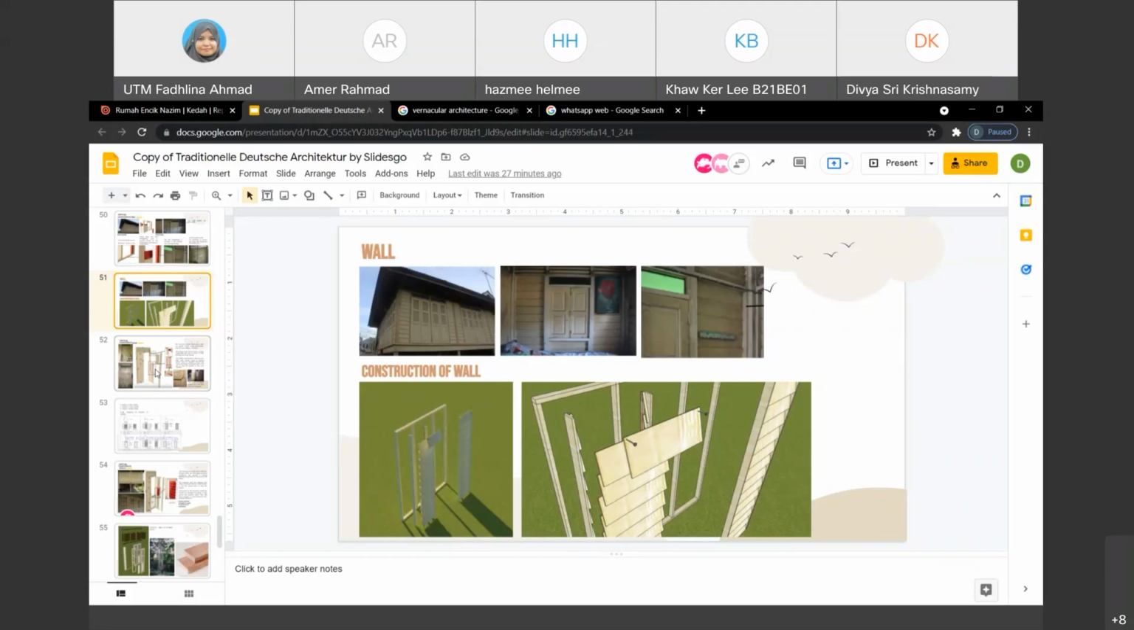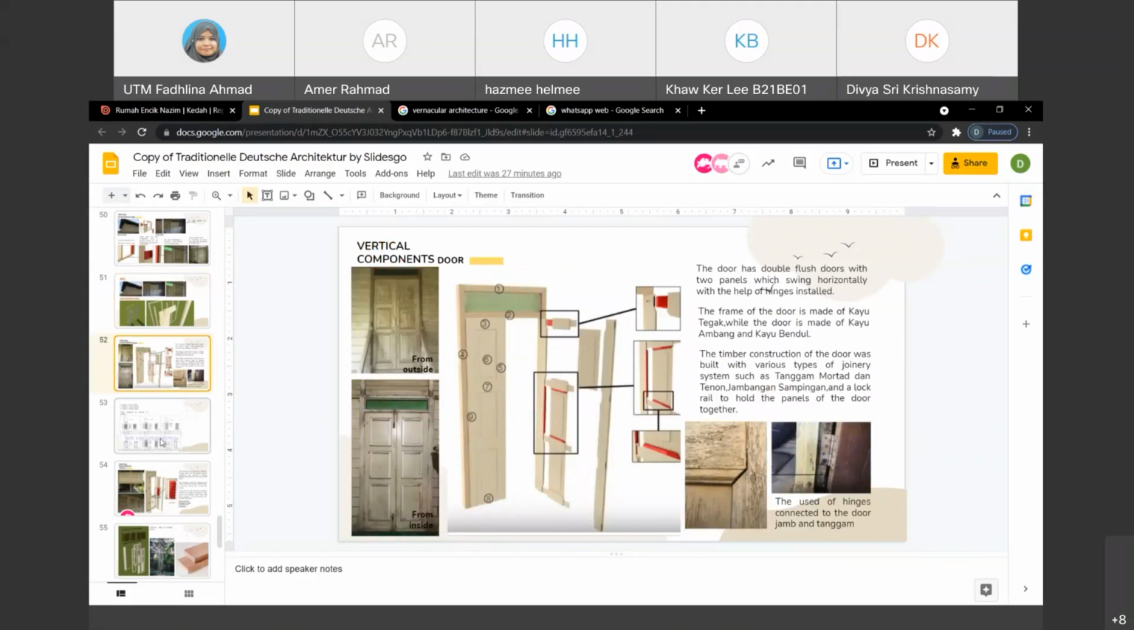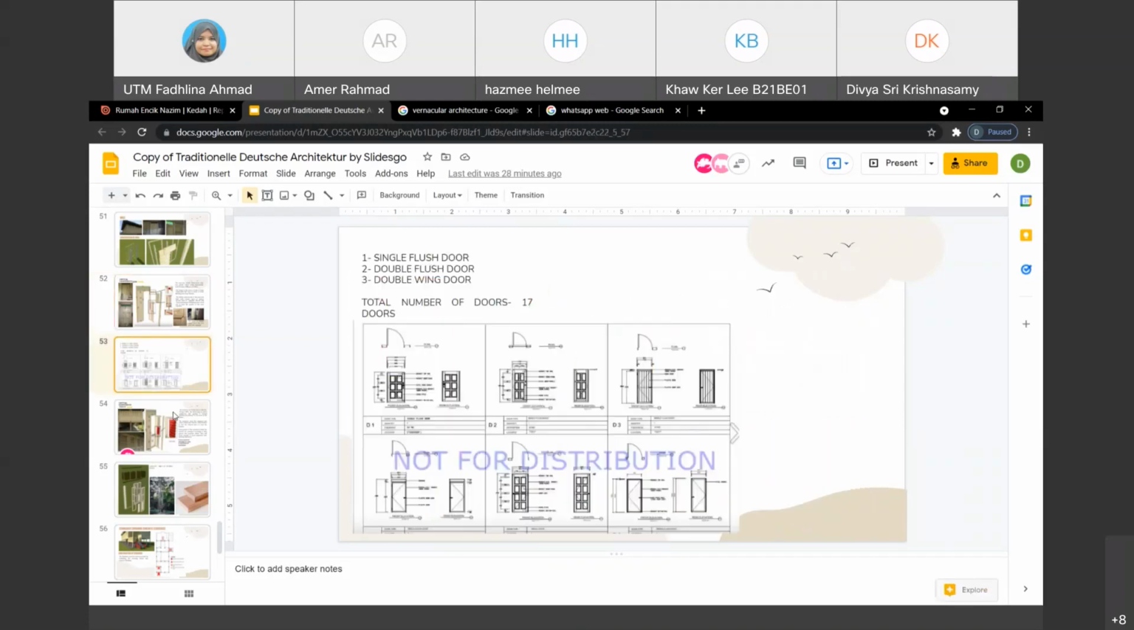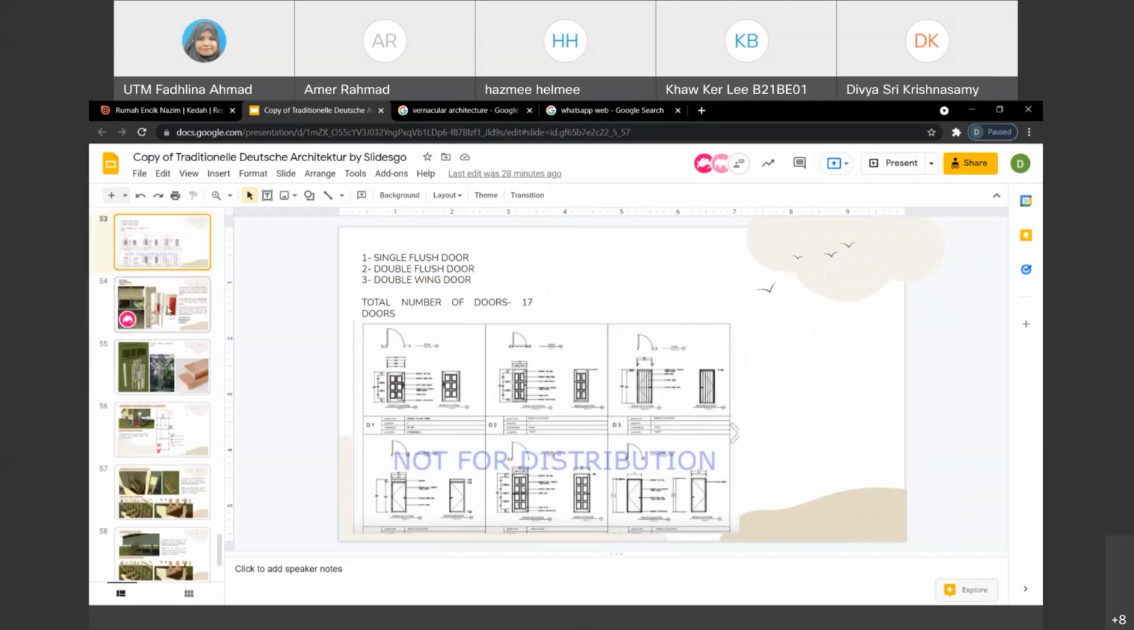So next is about the door. This is on my previous. As you can see that the doors is made of timber, and also the jointing is also made of the tangam jointing. There are three types of doors that I've researched. The number one is single flush door. The second one is double flush door, and the third one is double swing door. So next, Divya. So the total number of doors is 17 doors. But the main doors that is categorized in this building is only 3 doors.